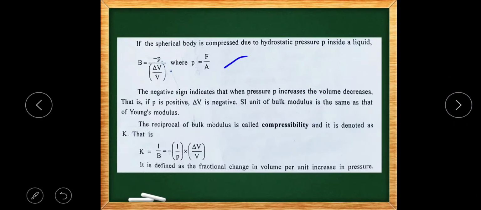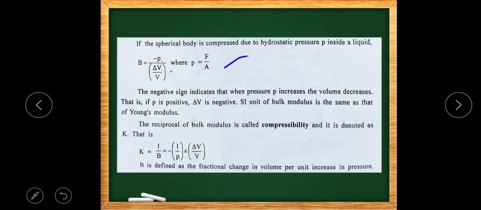Say for example, when the spherical body is compressed by a force from all sides, then what happens? The volume of the spherical body decreases. Means volume decreased, pressure is increased. That is, if P is positive, delta V is negative. Means as pressure increases, volume decreases. Hence, if P is positive, then delta V is negative.